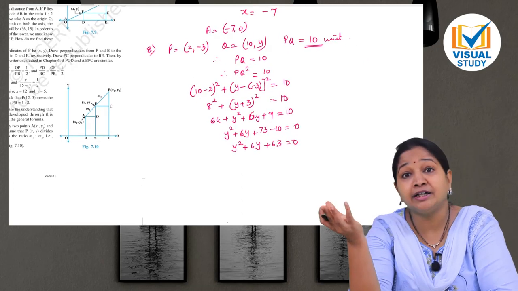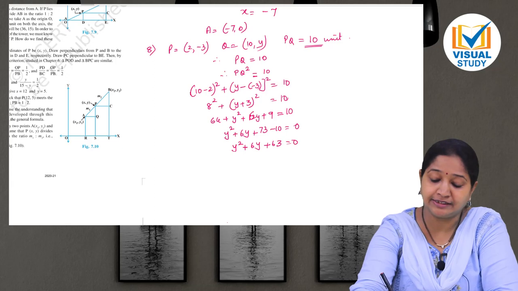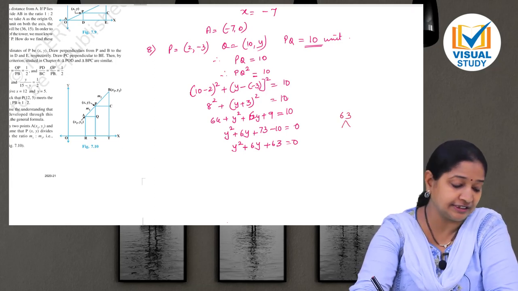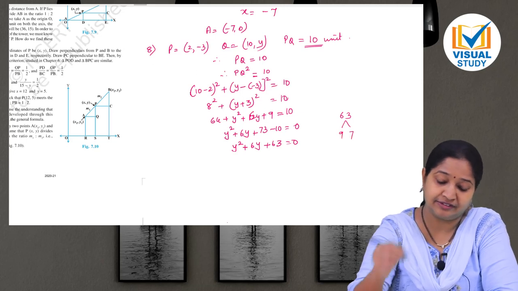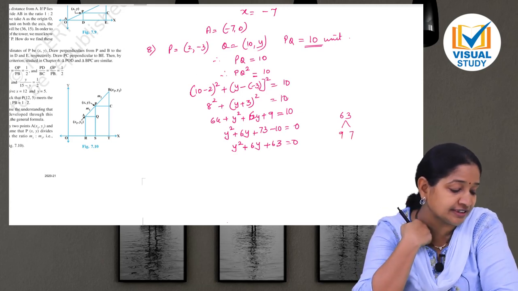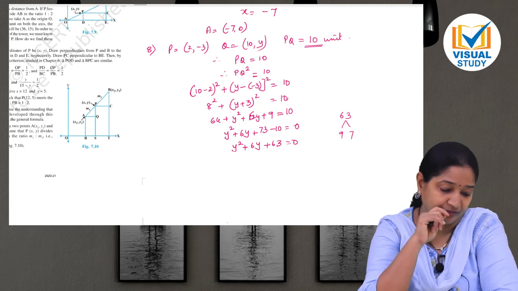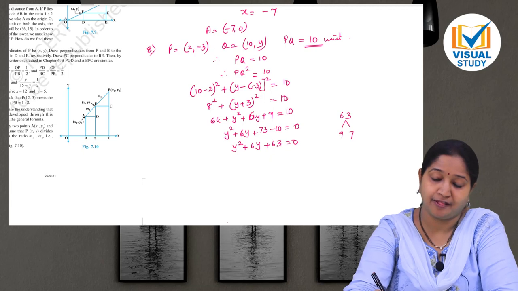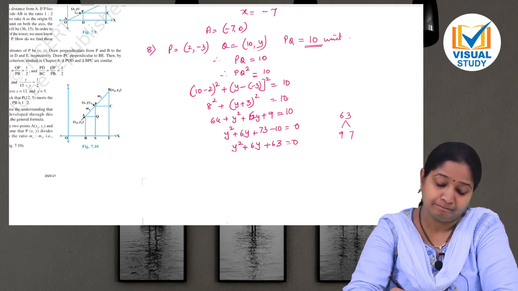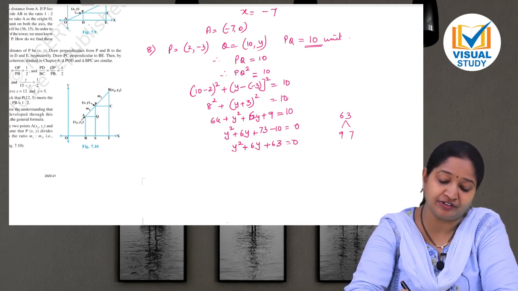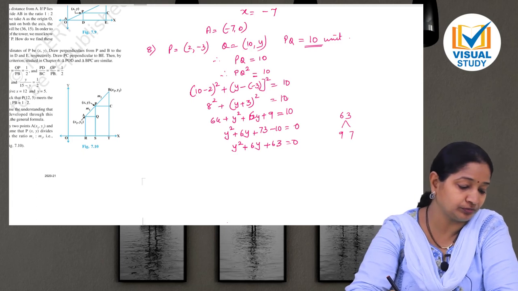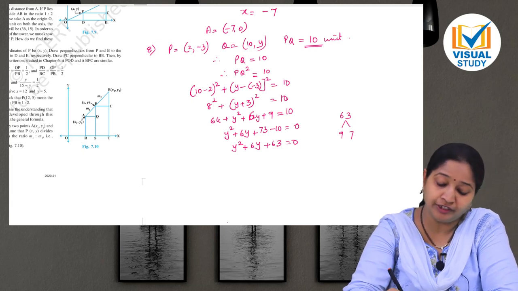Now, middle term splitting, that is 63. 63's factors are 9 sevens are 63. Can you get 6 by 9 sevens? No. Then what are the factors of 63? There must be something missing in what we have done. I want it here actually 2.